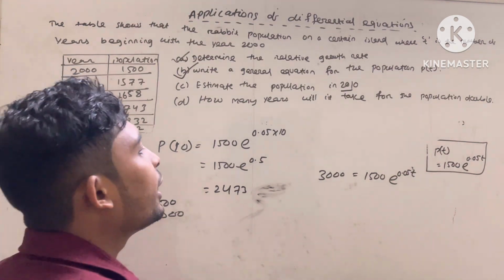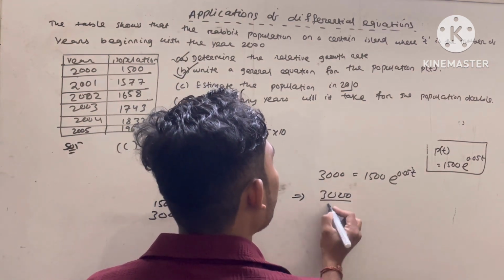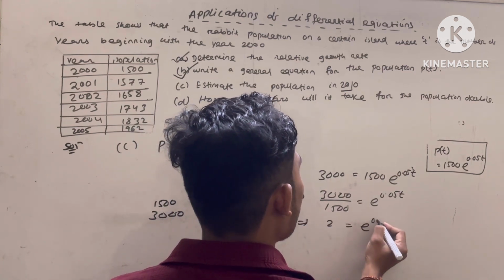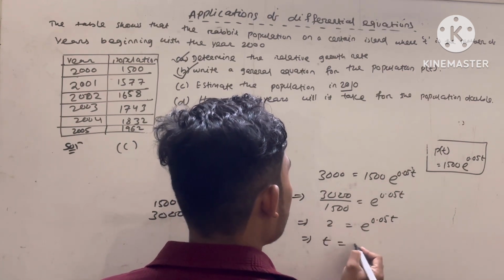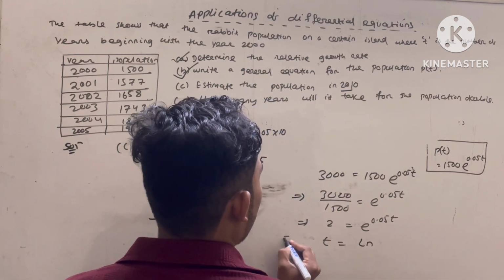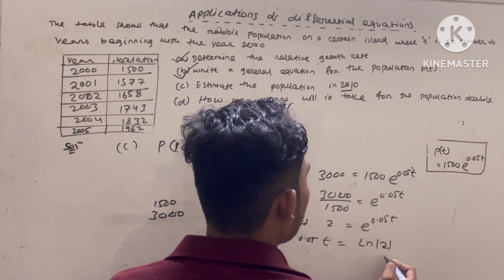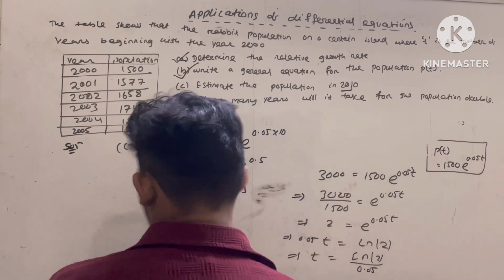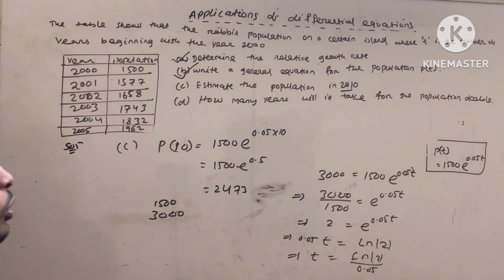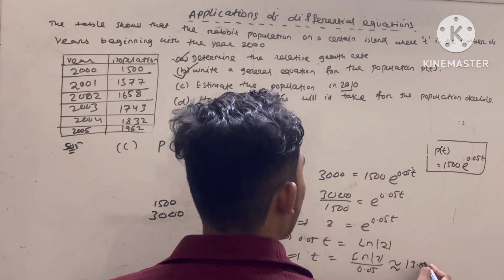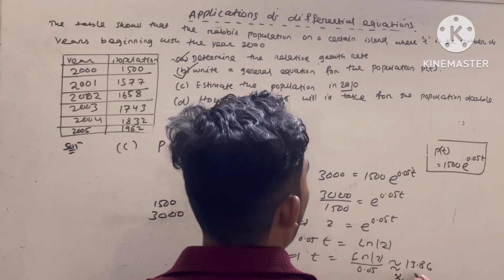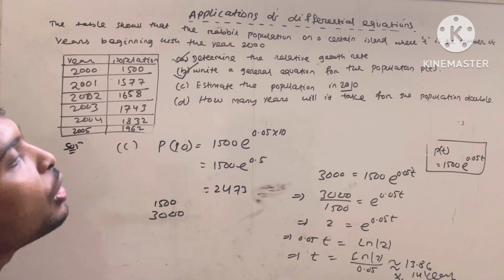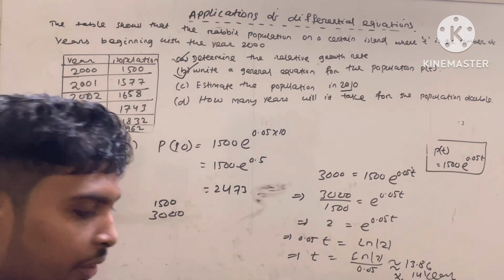It will be simple. 3000 by 1500 equals e^(0.05t). So it will be 2 = e^(0.05t). So t is ln 2 by 0.05. Just calculate this value and you get the solution. It will be 13 point something, so that means it will be 14 years. So after 14 years the size of the population will be doubled.